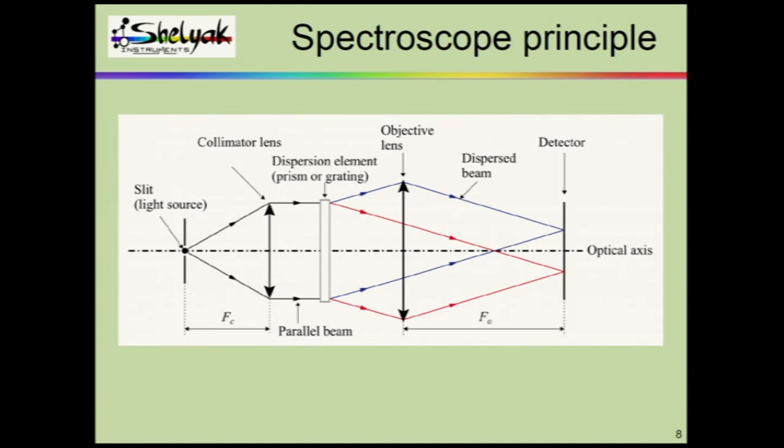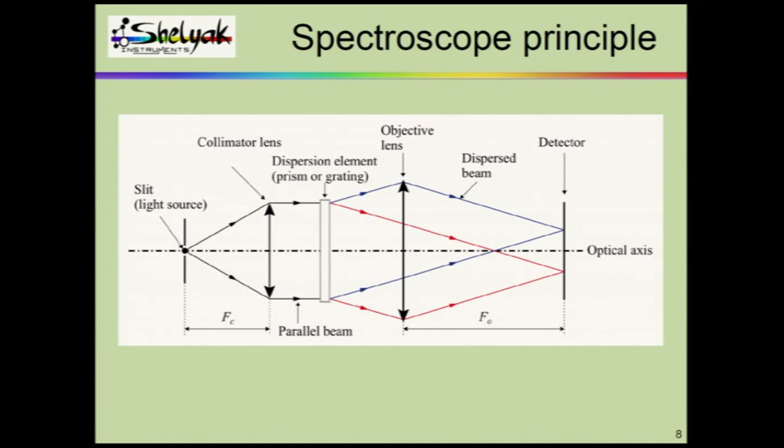Now, how it works inside the instrument. Imagine that you have the slit here, perpendicular to the plane of the screen, so it makes a kind of point-like source. Then this point-like source will send light in any direction. And here, at the entrance of the spectro, we have a collimator lens that will transform this beam into a parallel beam, a collimated beam.